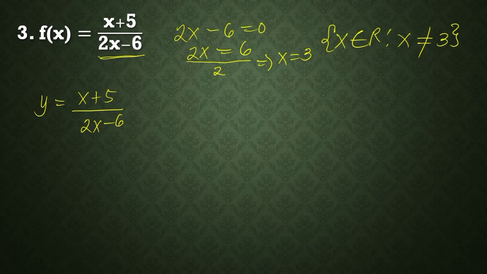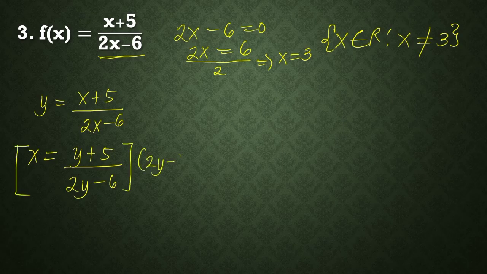Pagpalitin natin ang pwesto ng y and x. So, magiging x equals y plus 5 all over 2y minus 6. And then, we multiply 2y minus 6 to the whole equation para matanggal yung denominator. So, magiging x times 2y minus 6 equals, makakancel yung 2y minus 6, y plus 5 na lang.